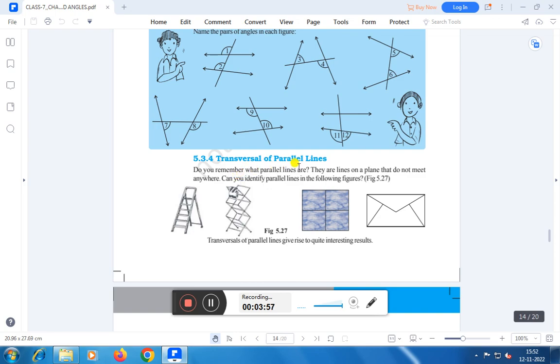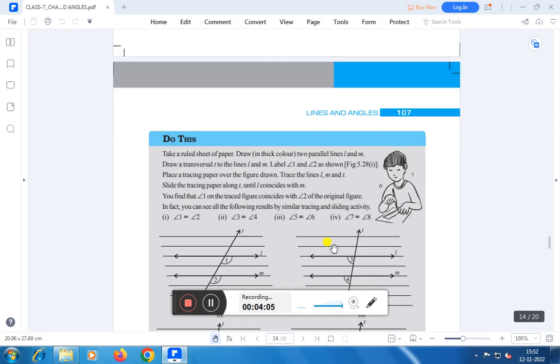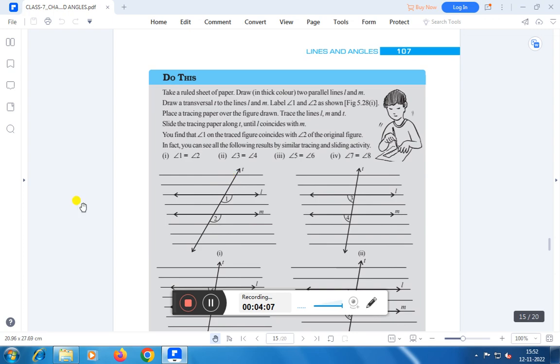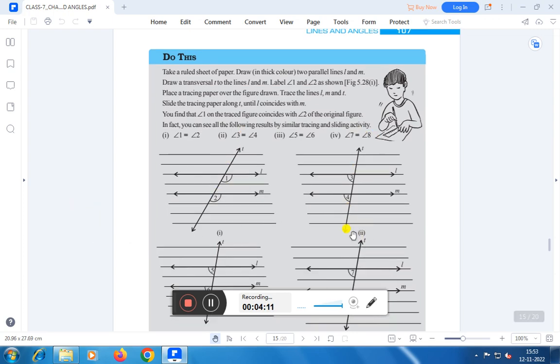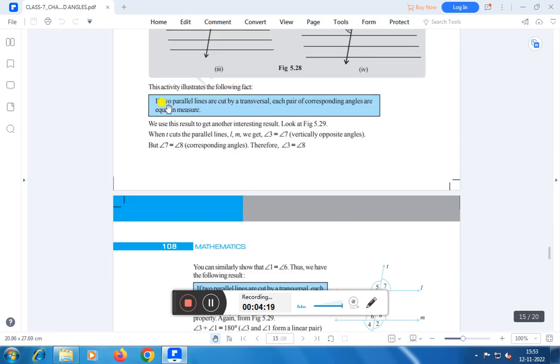Now transversal of parallel lines, right? A transversal of parallel lines gives rise to quite interesting results. Here you see various parallel lines and these are the transversals. This is the transversal, right? Here also you see parallel lines and this is the transversal. If two parallel lines are cut by a transversal, each pair of corresponding angles is equal in measure, right?